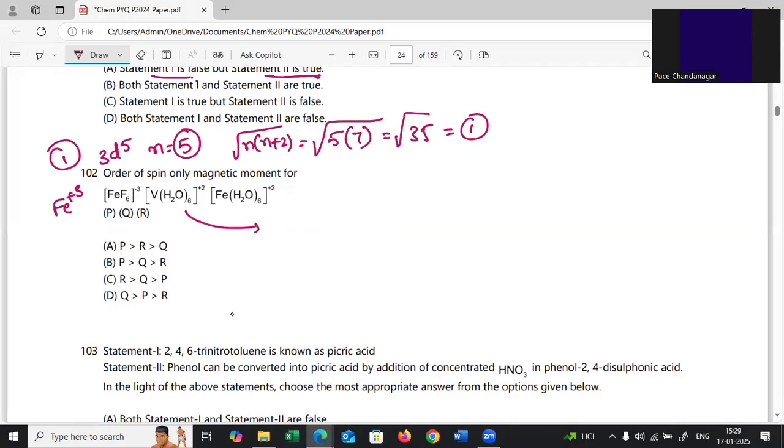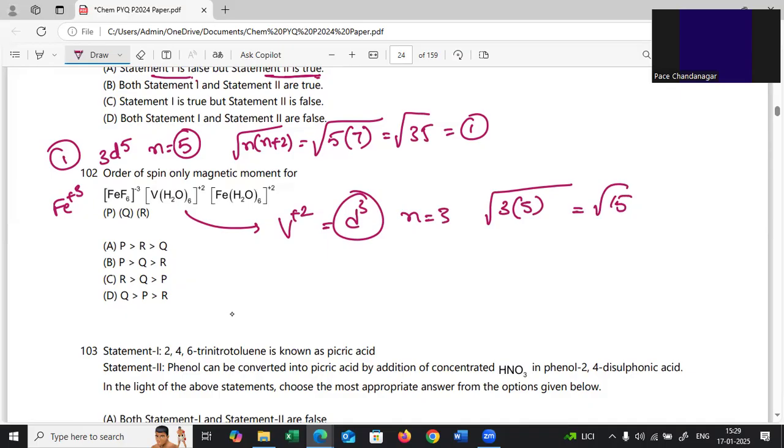And V with vanadium with water, and also vanadium goes with V with +2, which is d3 ban jayega iska, which means n is equal to 3 electrons, which means magnetic moment is under root 3 of 3 plus 2, which is 5, which is root 15 ban jayega aapka magnetic moment here.